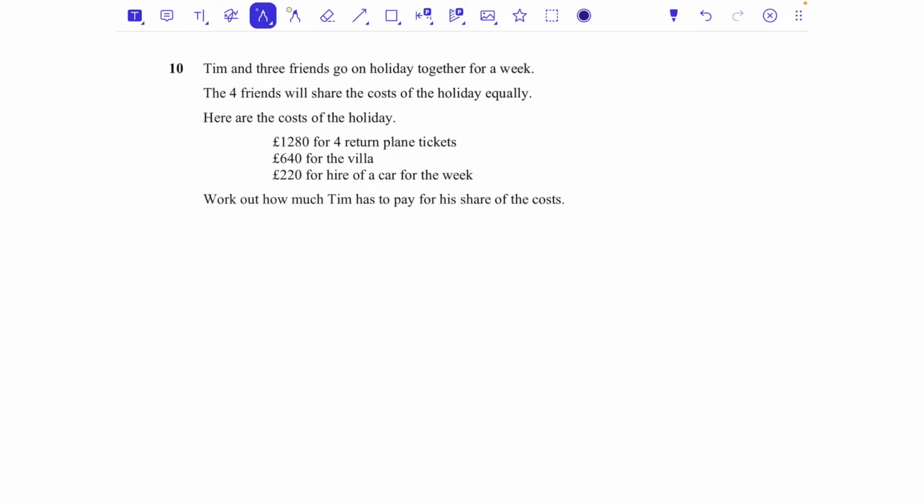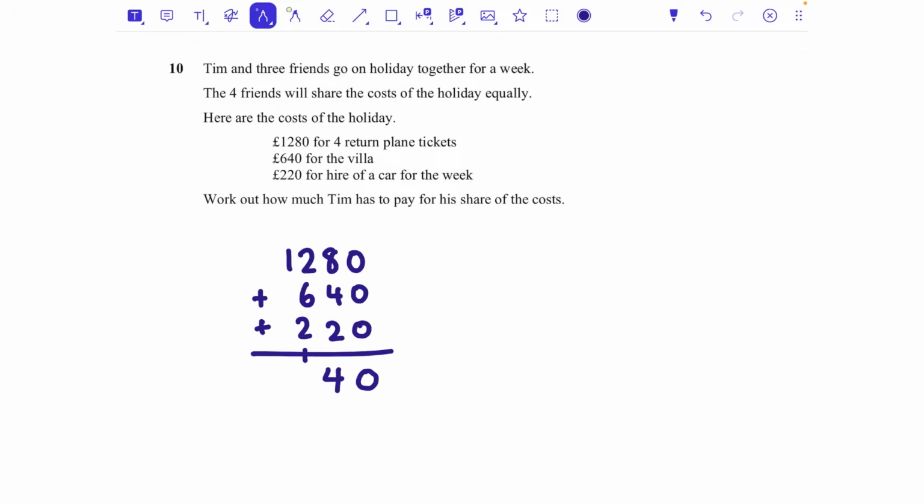So that's the costs for everyone. So we're going to add that up. 1,280, add 640, add 220. You might find it easier to do it in 2 steps. 0 add 0 add 0 is 0. 8 add 4 add 2 is 14, so 4 and we carry the 1. 2 add 6 add 2, add the 1 is 11. So I'm going to put 1 and carry the 1. And then 1 add 1, I've got this one up here and this one here, is 2. So 2,140 is the total cost of the holiday.